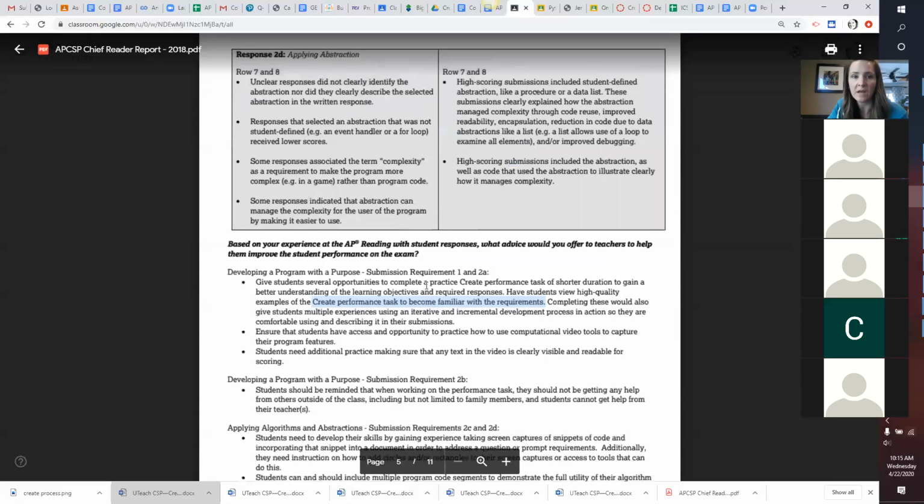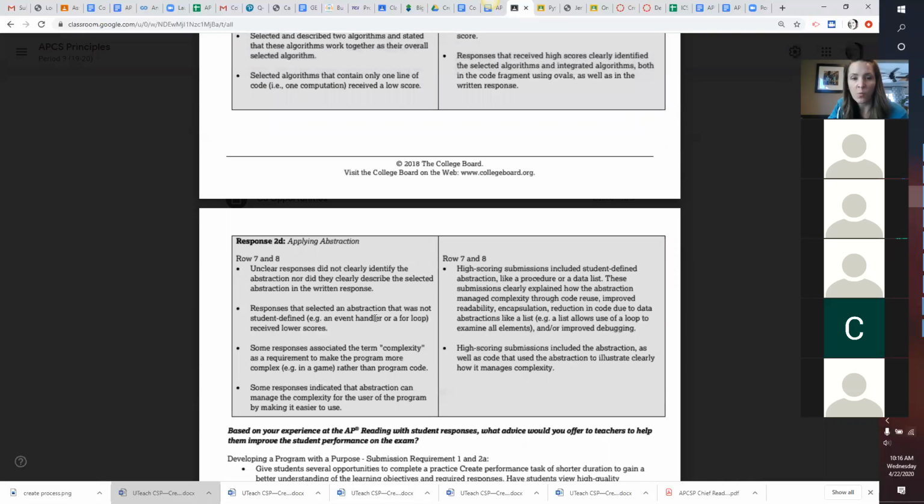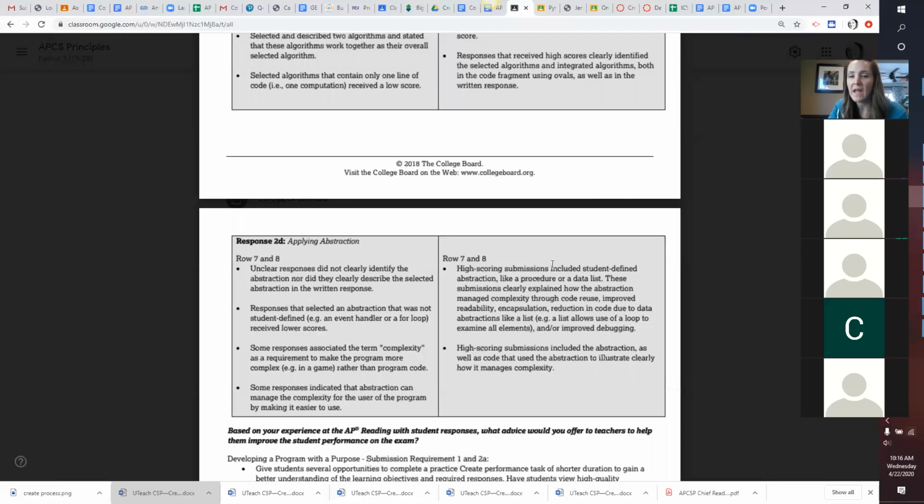Let's have that conversation so that you are more likely to earn the point than the person who wrote that sample. And so again, we can go back to these. Here are common misconceptions about getting points for rows 7 and 8. And then of course, on the right-hand side of this table, what does a high scoring submission look like? This is what you want to aim for over here on the right-hand side of this table. You want to aim for a high scoring submission.